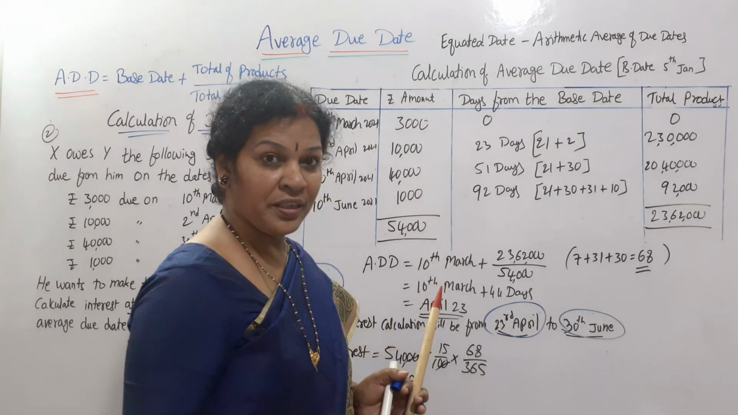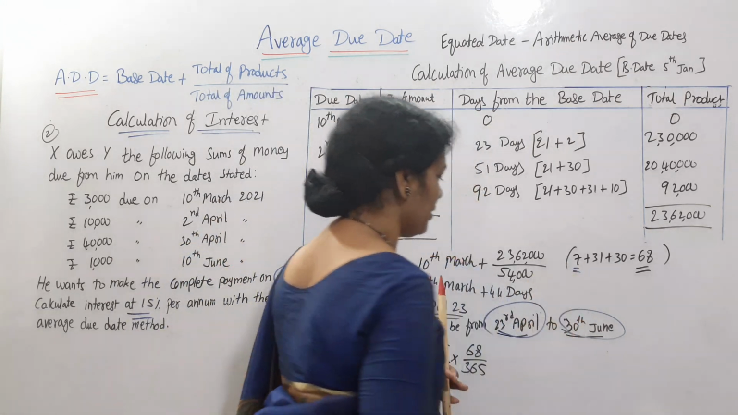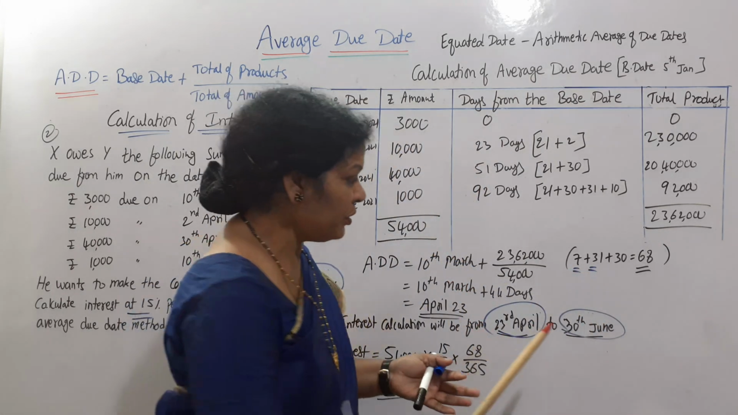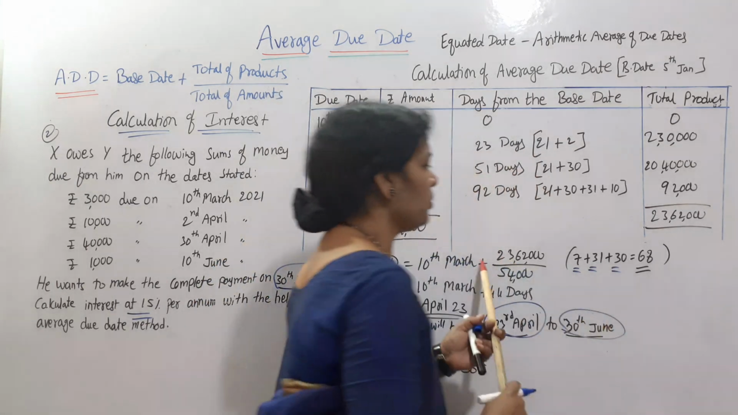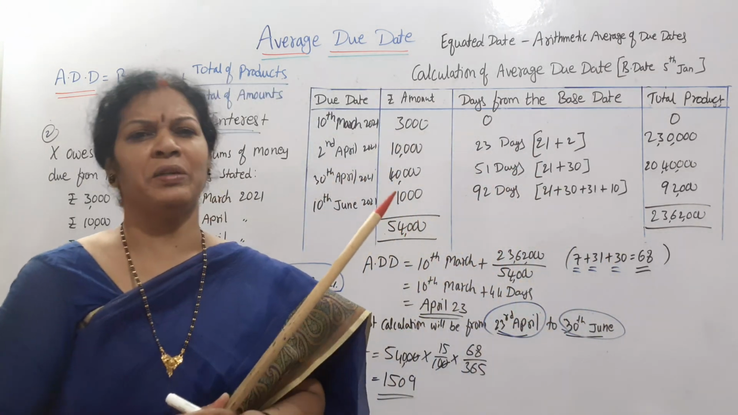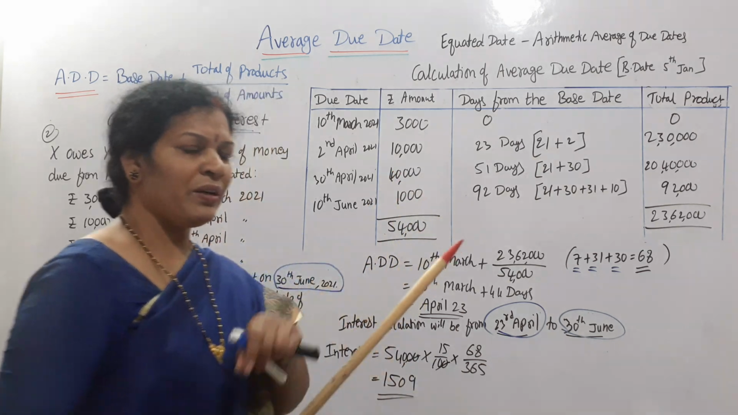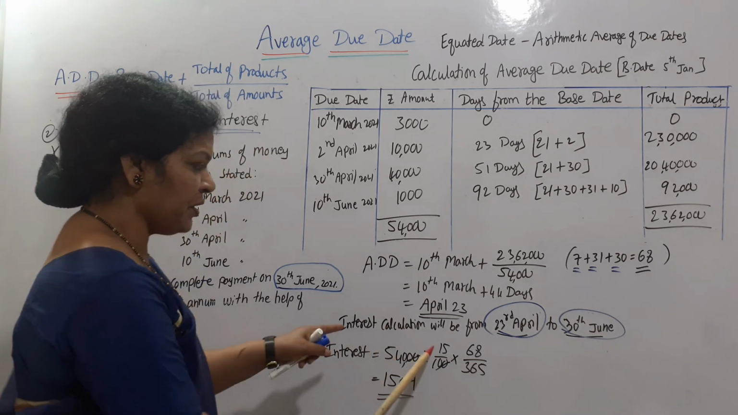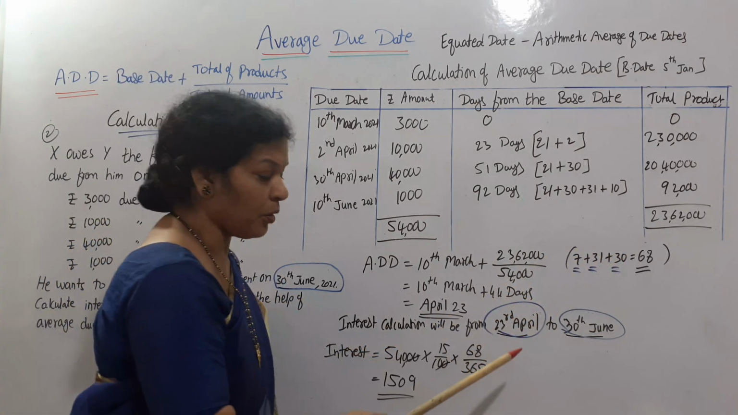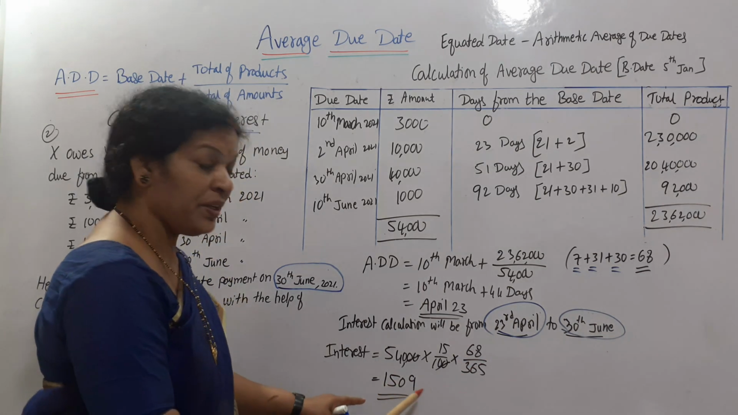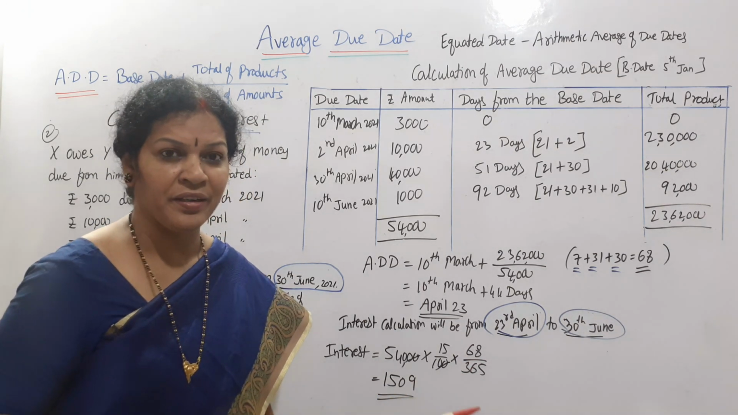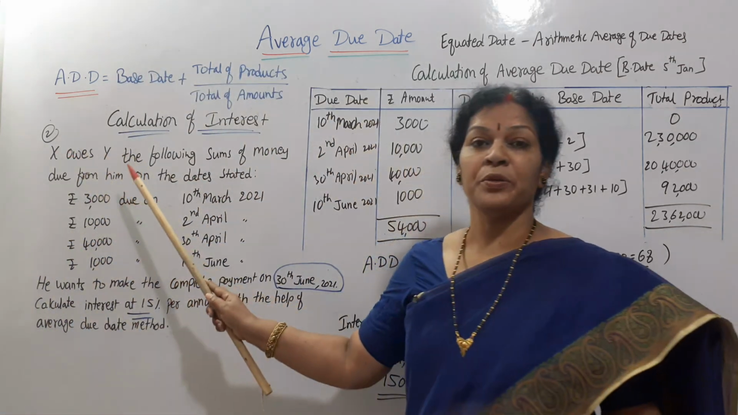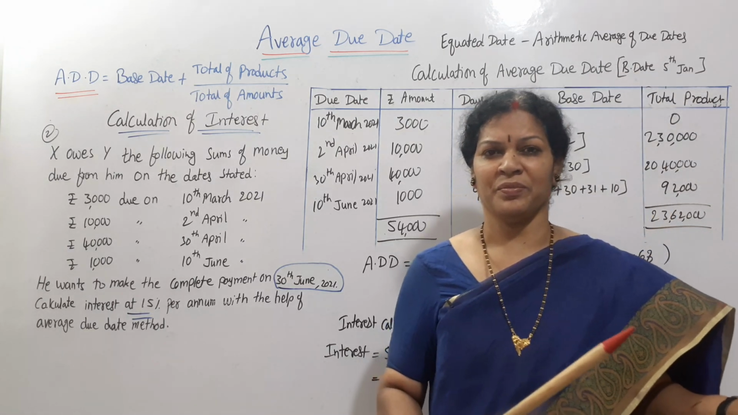So how we have calculated 23rd April to 30th June: 23rd April to end of April is 7 days. After April, May 31 days. And June till 30th, 30 days. Total it comes to 68. For 68 days only we are charging. So when we calculate the interest, this is the total amount, 54,000, into interest rate 15% and 68 days out of 365 days. So you got 1509 rupees, interest he has to pay. Who has to pay? X has to pay to Y. That's all. Simple problem. Am I clear?